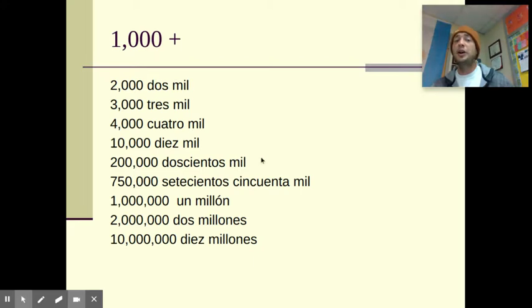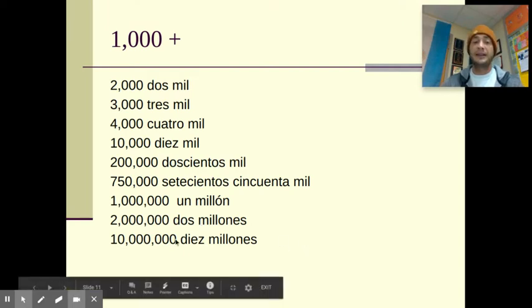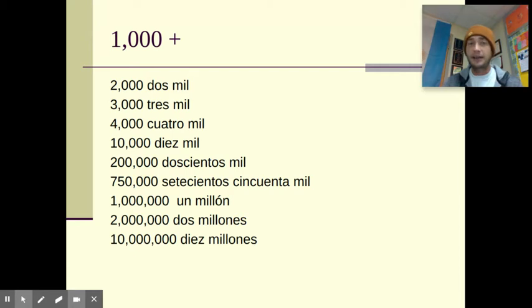So if we want to say 200,000, 200,000. We want to say 750,000, 750,000. So using those prior formulas is going to help us do these giant numbers. If you want to say 1 million, 1 millón. You want to say 2 million, 2 millones. And once again, as soon as you get beyond 1 million, it becomes millones. 10 millones, 15 millones, and we can keep adding on to that. So that can be something that you can do. I can provide some bonus opportunities if you want to get into the millions, if you're seeking some extra work.